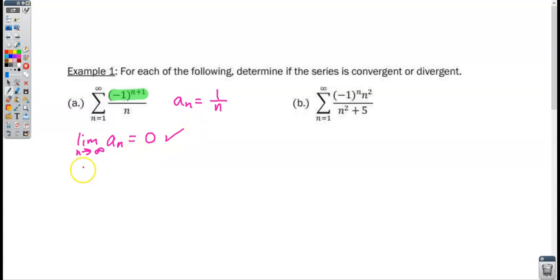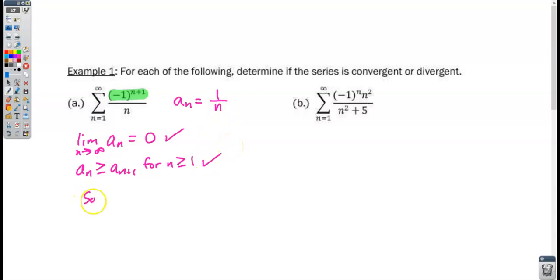Second condition, we need to show that a sub n is greater than or equal to a sub n plus 1 for some value of n. In this case, that value of n is 1. As long as n is bigger than 1, a sub n is greater than or equal to a sub n plus 1. 1/2 is bigger than 1/3. 1/3 is bigger than 1/4. 1/1000th is bigger than 1/1001th. So it meets that condition.